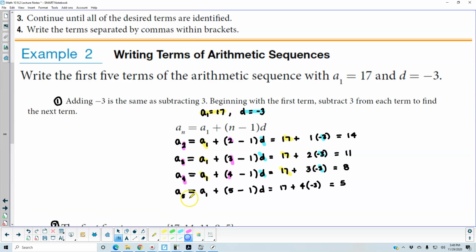Now, for the fifth term, again, we know that n is going to be 5. We know again that the first term is 17, the common difference is negative 3, and 5 minus 1 gives us 4. So 17 plus 4 times negative 3 gives us 5.